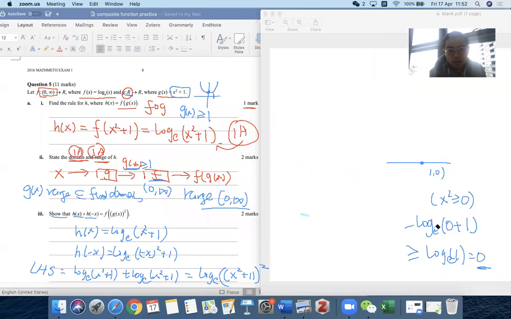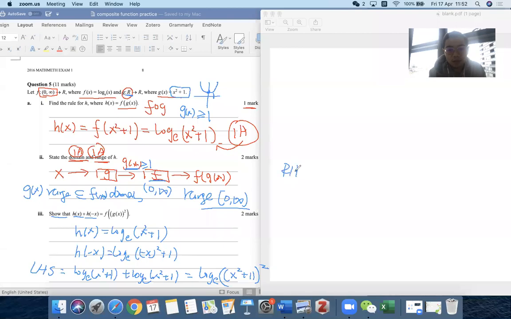For our right-hand side, let me wipe this out. So for our right-hand side, we have RHS, right-hand side, equals f(g(x)) squared, okay?